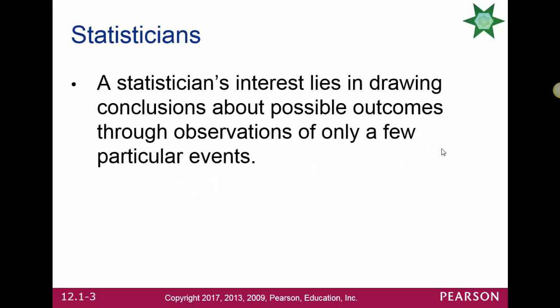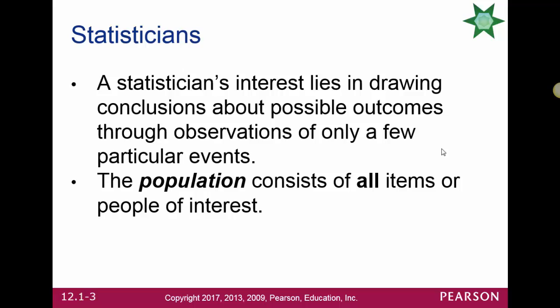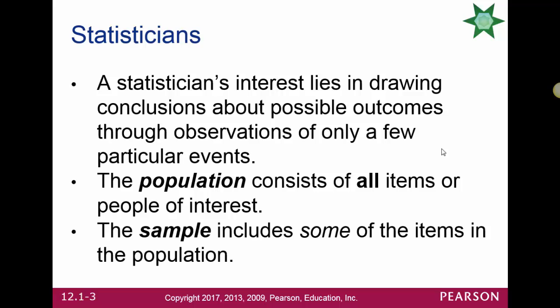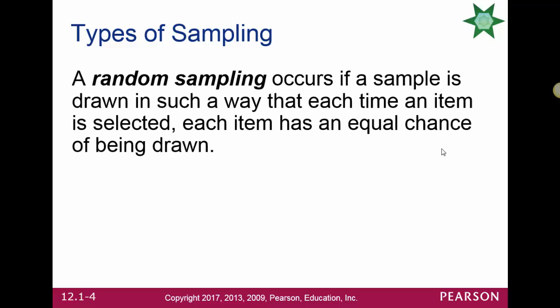And statisticians' interest lies in drawing conclusions about possible outcomes through observations of only a few particular events. The population consists of all the items that we're interested in, or all the people that we're interested in. And the sample includes some of the items in the population. We're going to talk about the types of sampling that we can use.